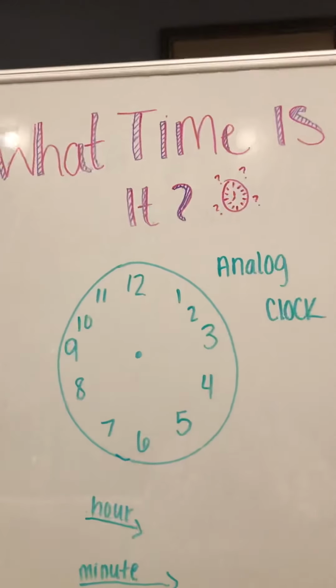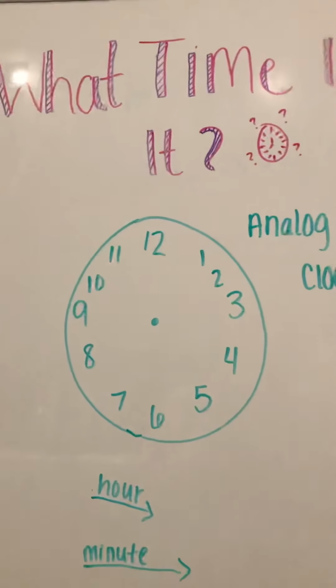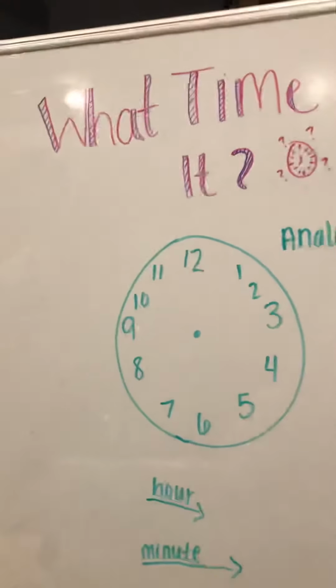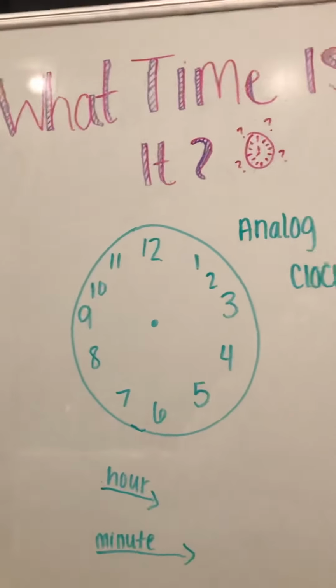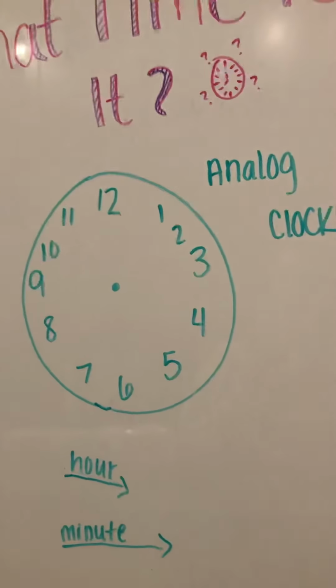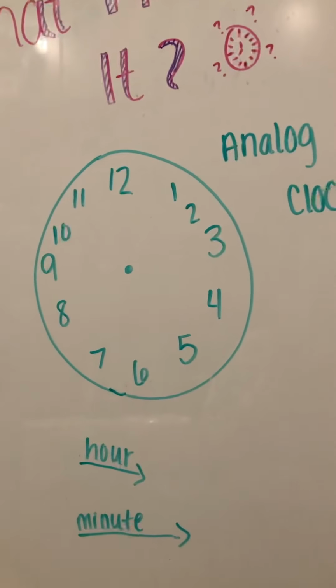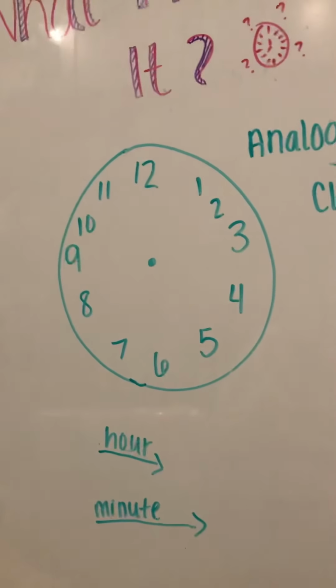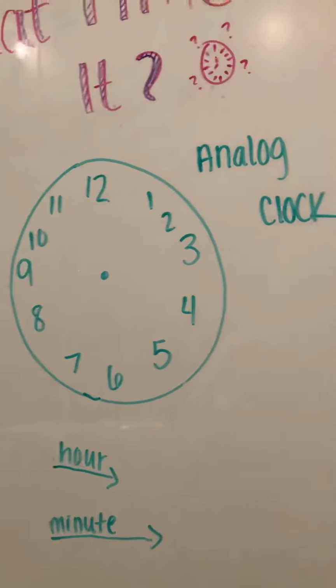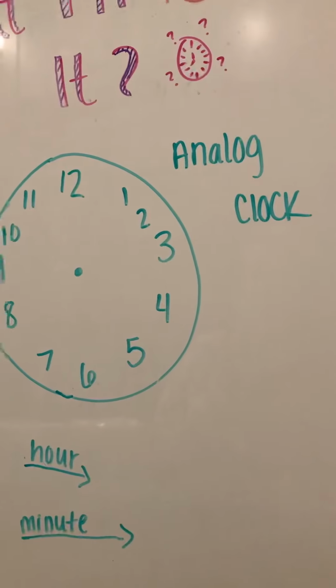All right, boys and girls, we are going to talk about time. We are going to review the types of clocks that we've talked about in class, and we're going to start with our analog clock. Now, our analog clock is a circle clock that we see hanging up on a wall, usually at school or at home, and this is our analog clock.